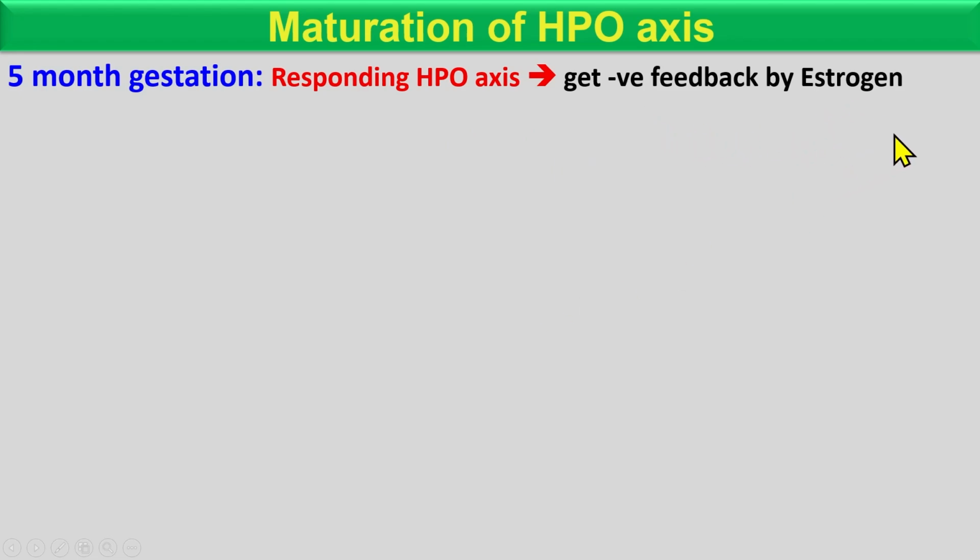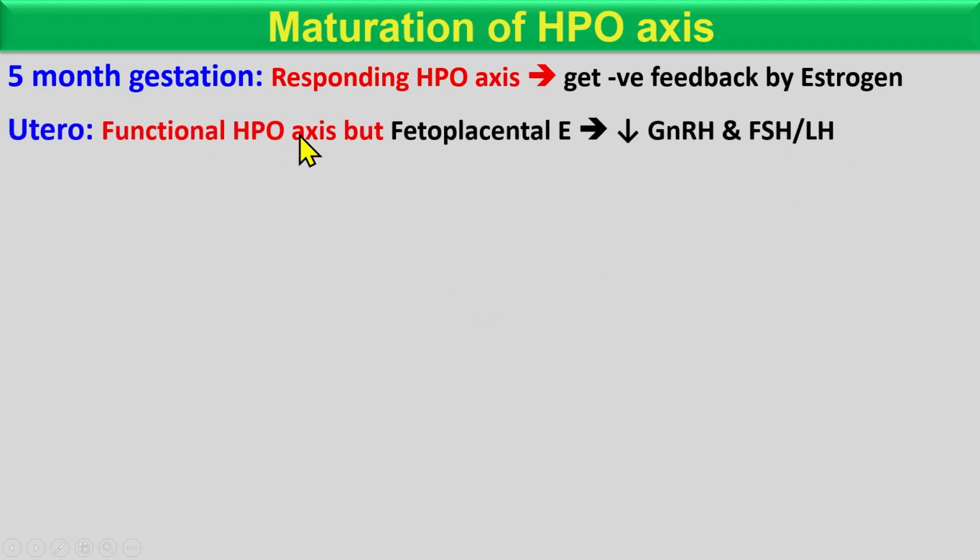So where is this estrogen? This is actually coming from the fetoplacental. Okay, so there is fetoplacental estrogen, which gives a negative feedback. So that's why GnRH and the FSH, LH are low during the utero. Although it's a functional HPO axis, it is low due to this fetoplacental estrogen negative feedback.